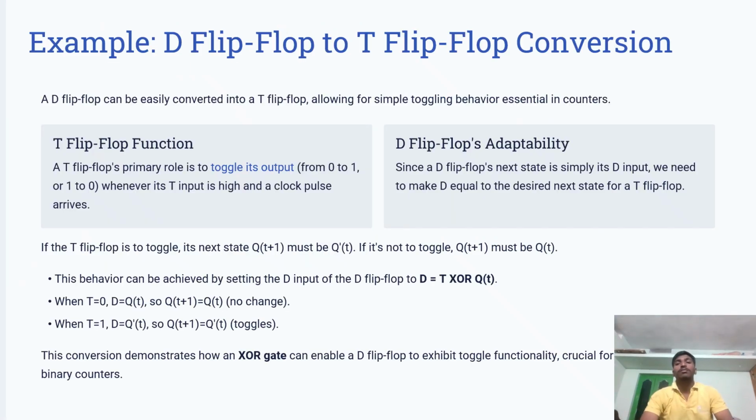D flip-flop to T flip-flop conversion. A D flip-flop can be easily converted into a T flip-flop, allowing for simple toggling behavior, especially in counters. T flip-flop function. A T flip-flop's primary role is to toggle its output from 0 to 1 or 1 to 0 whenever its T input is high and a clock pulse arrives.